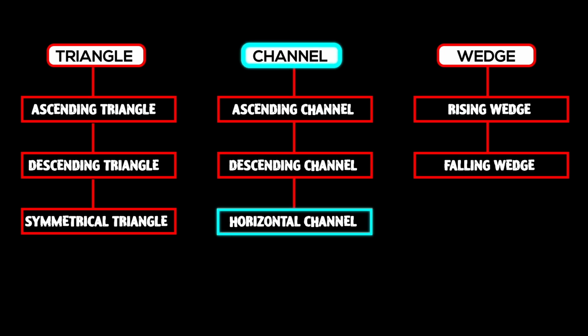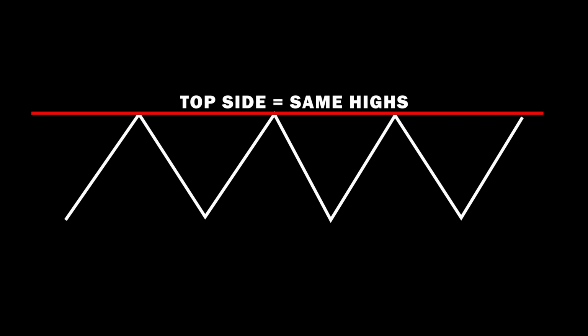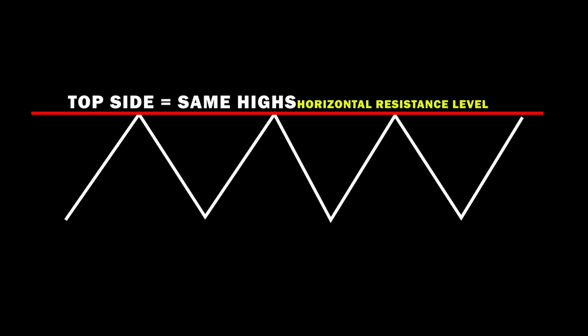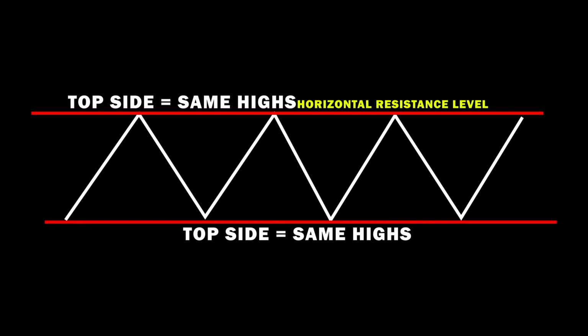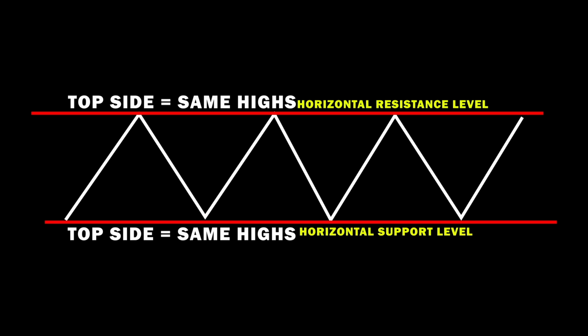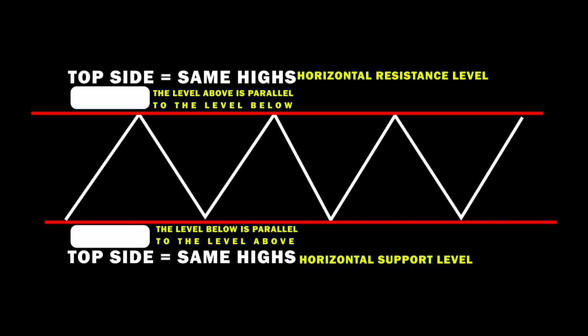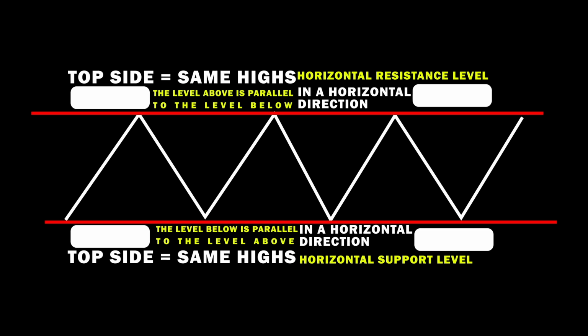So next, the horizontal channel pattern. The top side of the horizontal channel makes the same highs, which allows for a horizontal resistance level to be placed. And the bottom side of the pattern makes the same lows, which also allows for a horizontal support level to be placed. The two levels are parallel to each other and are both in a horizontal direction.